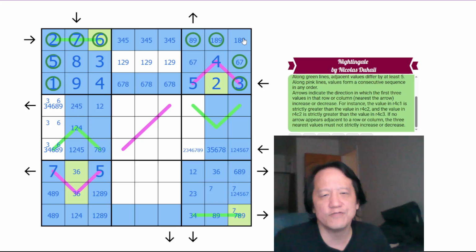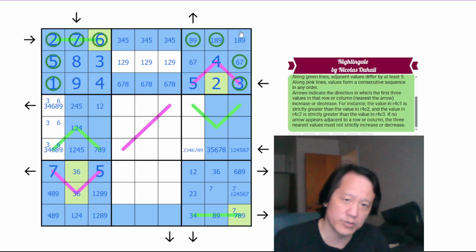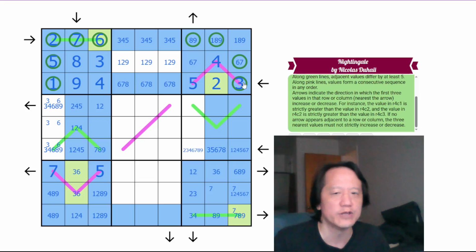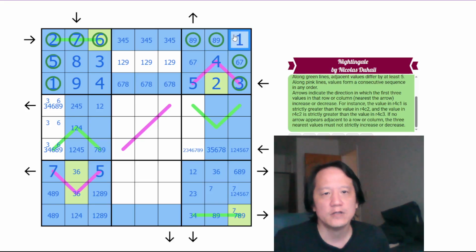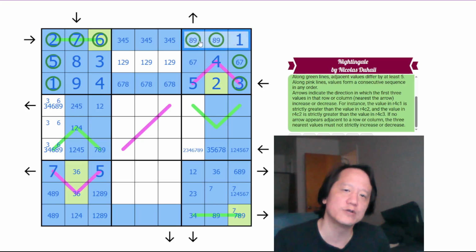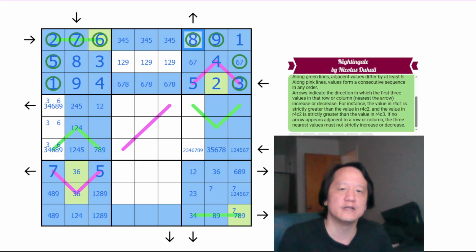We have, so that's 3, 6, 7. So this can never be 8, 9 because that would be decreasing it all the way there. So this must be 1. So this has to be 1, which means this can't be 1 there. That means this can't be 8 because that would force this to be 9 and we'd be increasing going that way, but we have no arrow. So this must be 9, then 8 there.